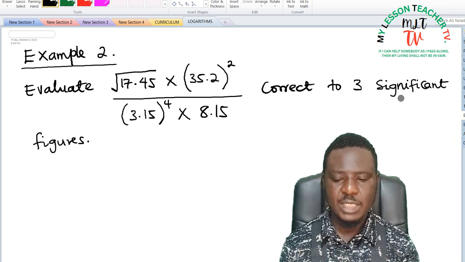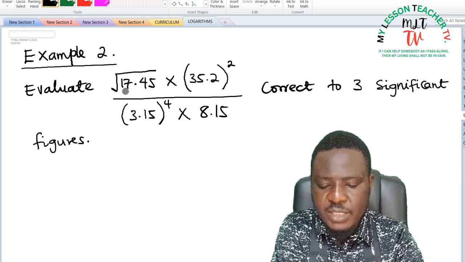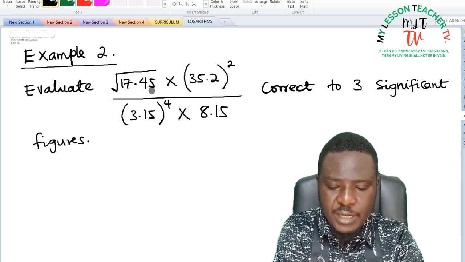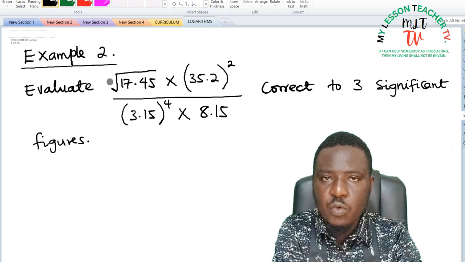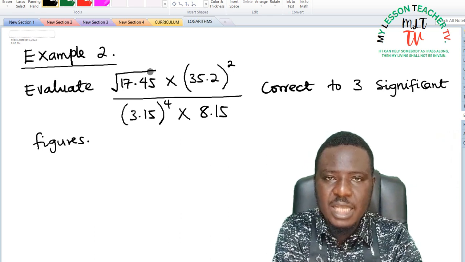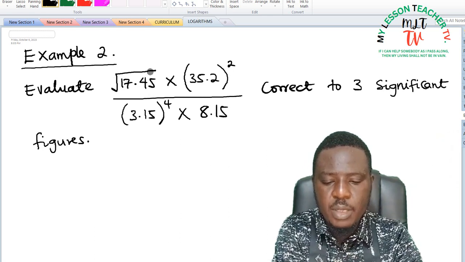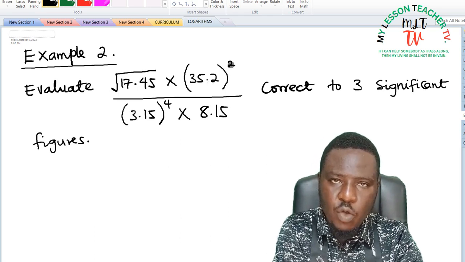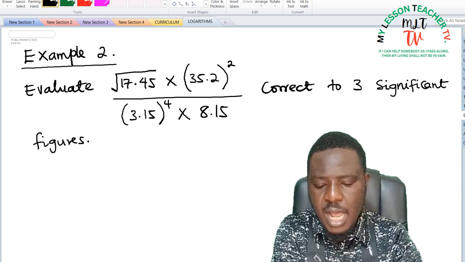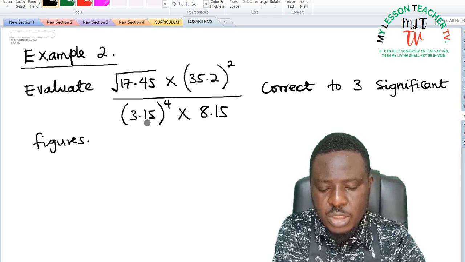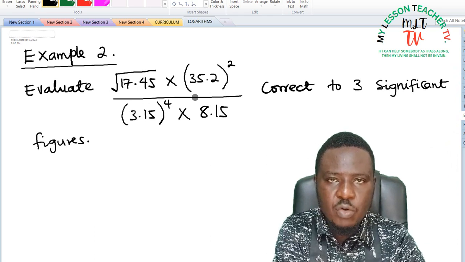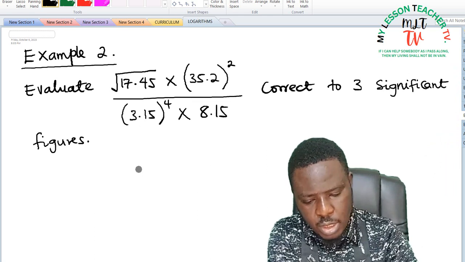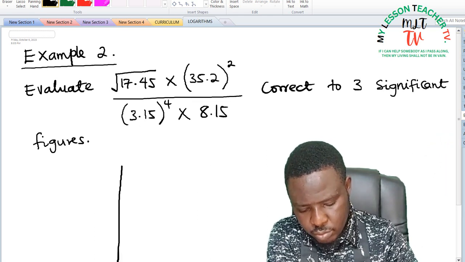So the same thing we did, I'm going to find the value of 17.45 in logarithm, find the square root of it, of which square root in number is equivalent to division in logarithm. Do same with 35.2, square it, which of course square means multiplication. I'll then do same to the denominators before carrying out the last operation of division, which is to divide the numerator by the denominator. So let's draw our table.